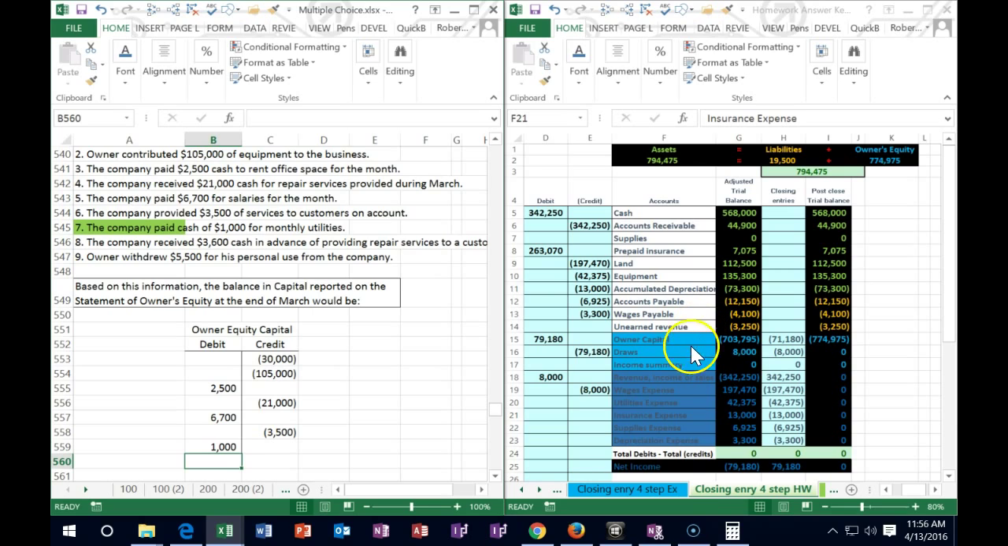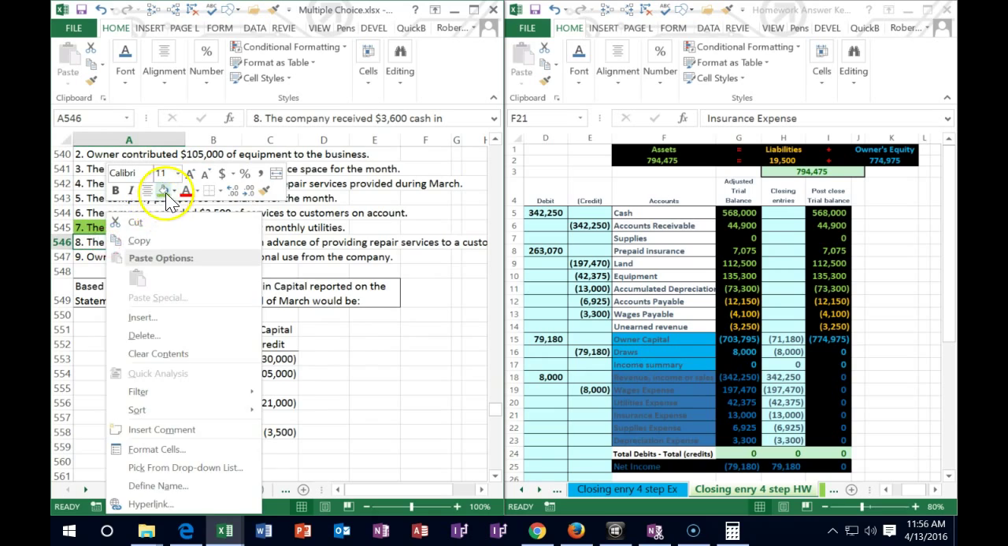So there's going to be no effect from this transaction on our equity in any of the blue accounts down here. So no effect on that one. So I did that one.